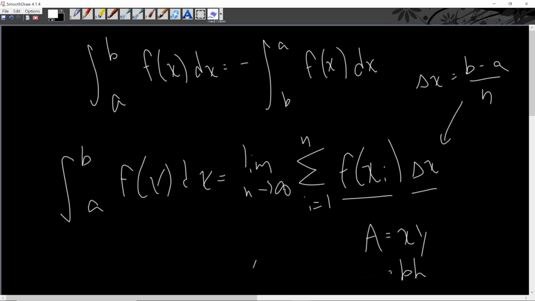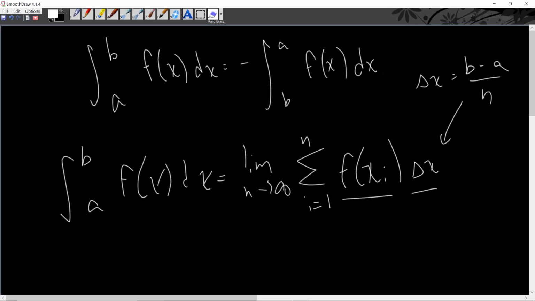So we have a very, very thin rectangle. Again, if n is infinity, then b minus a over n is going to be a very, very small number. So delta x is going to be a small number. So you're going to have a bunch of very thin rectangles, and when you add them all up, that's the area under the curve. That's what the definition of the definite integral is saying.